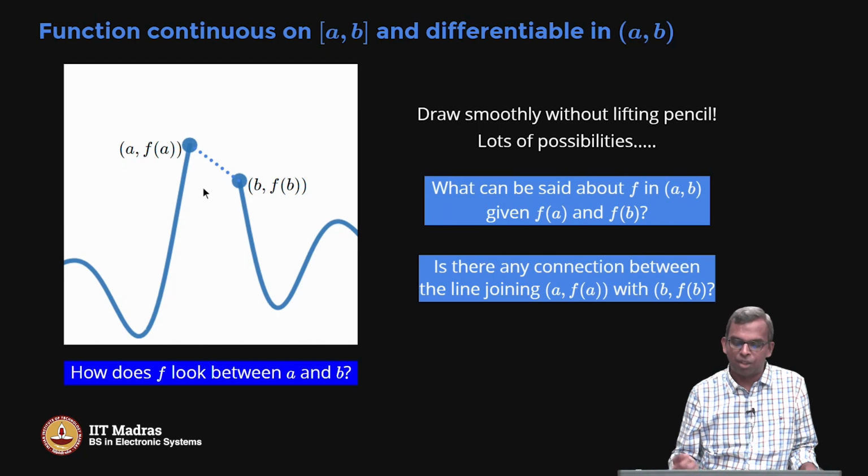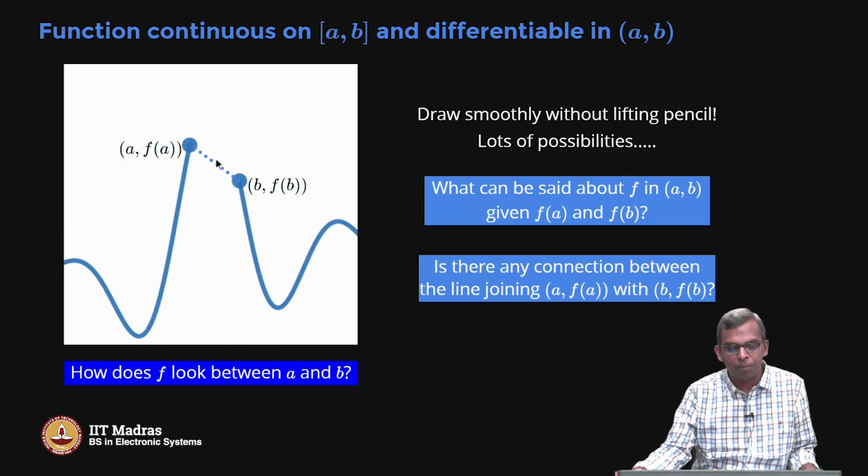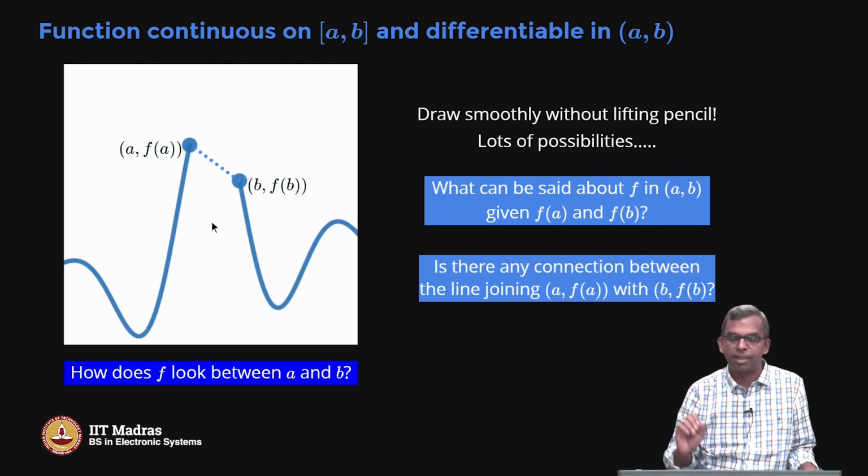So is there any connection? For instance, there is a line joining A and B, right? This is a possibility, right? The function could be this. It is continuous at A, continuous at B, and the line is differentiable in the open interval AB. So it could be this. This is one possibility, but there could be many other possibilities. It turns out there is one connection between this straight line and every other possibility that you can draw. The mean value theorem nails that down.